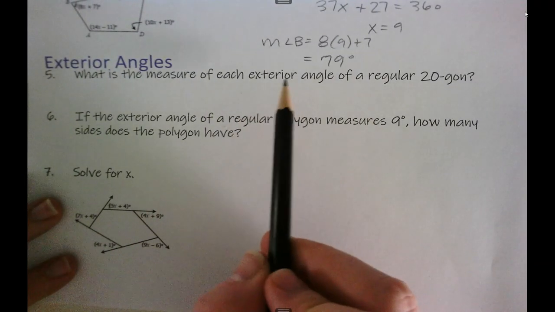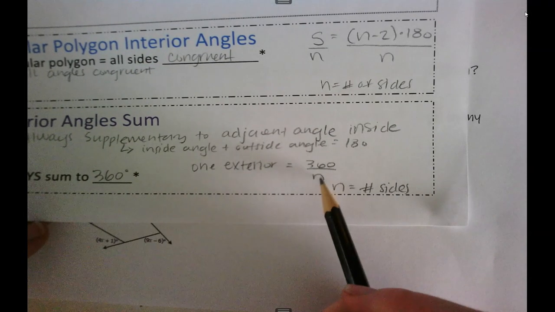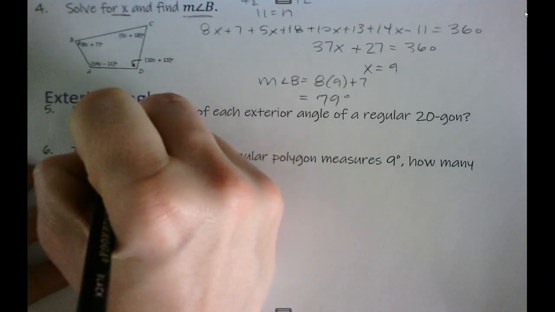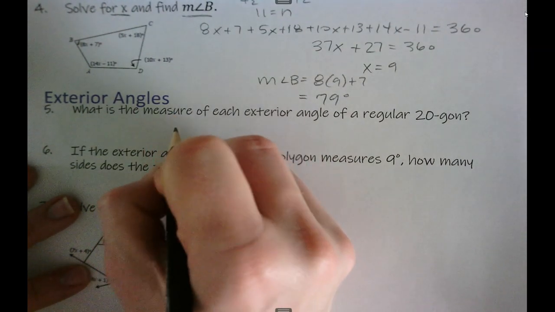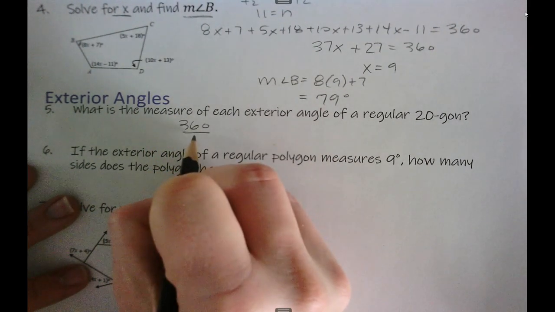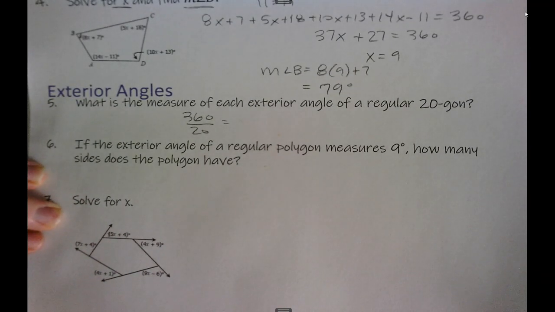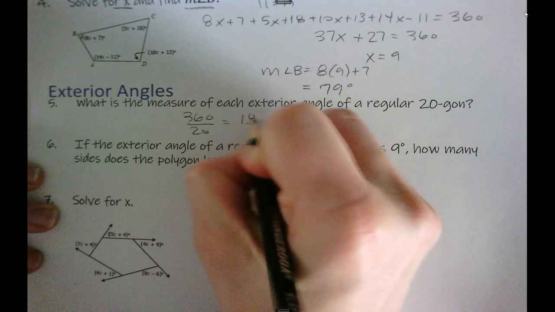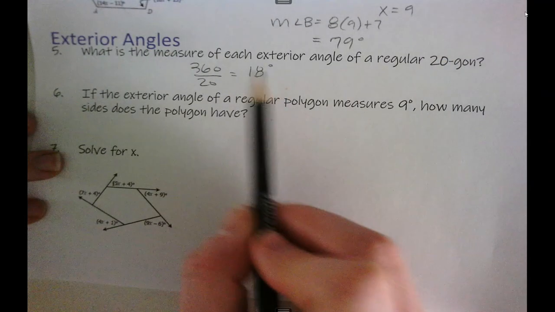Let's look at some examples. What's the measure of each exterior angle of a regular polygon? So that's what I was talking about here. We know the number of sides, and we know they have to add up to 360. So one angle is going to be 360 divided by 20. 360 divided by 20, that is 18 degrees. That means that each of these exterior angles on a 20-sided figure is going to be 18 degrees.